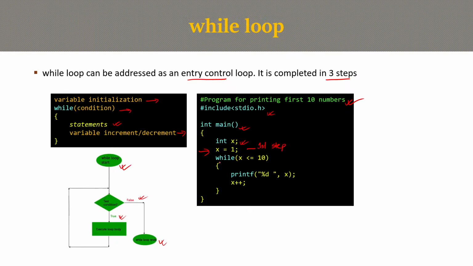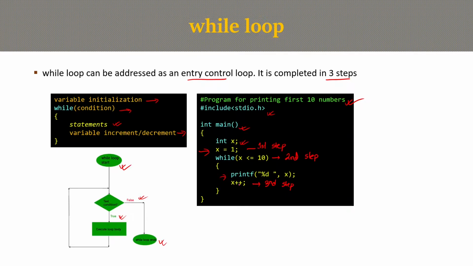After we have initialized x equals 1, within this while loop we write the condition, which is our second step. In this condition, we tell that x should be less than or equal to 10, so that this loop is running. Then we print the value of x. And after this, we implement our third step, where you can see that we are incrementing the value of x by 1.